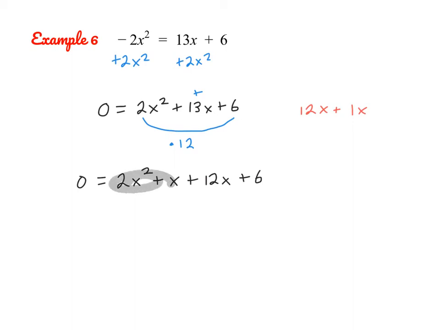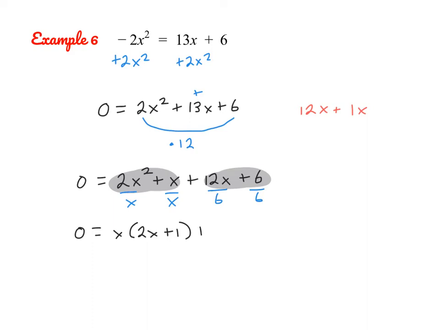We're going to group the first two terms and the second two terms, and we're going to look for a GCF. For the first two terms, our greatest common factor is simply x. So we have x times 2x plus 1. And for our second two terms, the greatest common factor is 6.